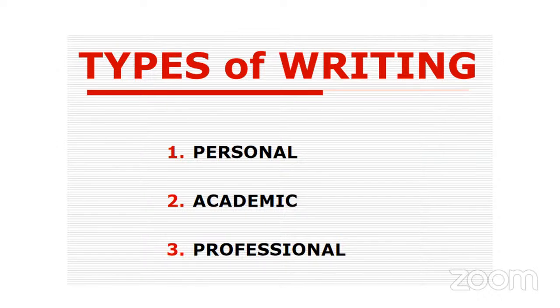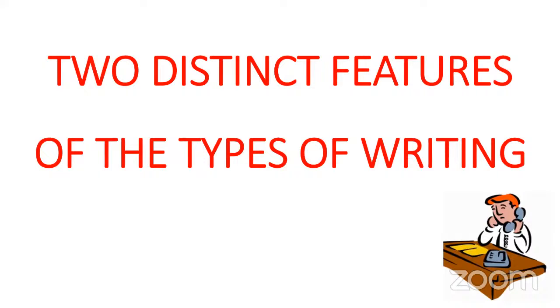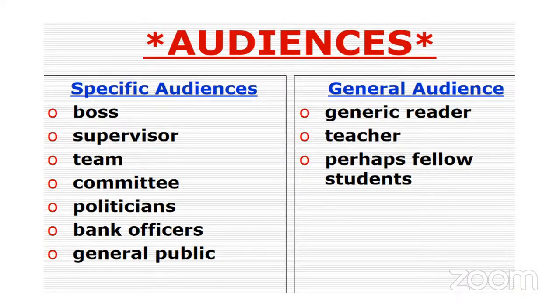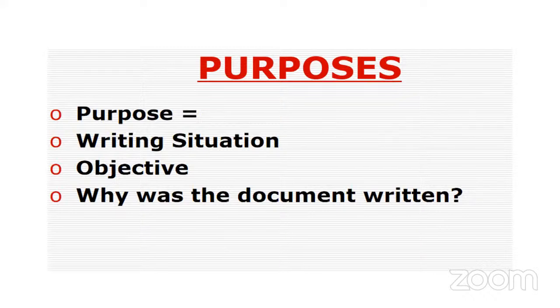Then one thing we have to look at is what is actually the distinct feature in these types of writing. So we say that we have two. The first of them is the audience. So we first of all look at what is my audience. Am I writing this to my boss? Am I writing this to my supervisor, the team, the committee? Who am I addressing? Is it a general audience? So this audience also determines the tone at which we are going to do this reporting. So audience is one of the distinct features. And the second distinct feature is the purpose. What is the purpose of this writing?